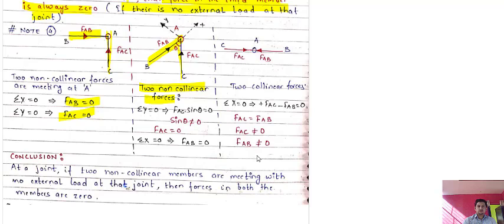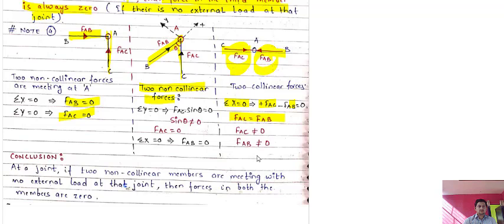And here, for two collinear forces, because their line of action is the same, the values of these forces will be equal. You can get this easily by applying the equilibrium equation, summation Fx equal to 0. Suppose you have taken FAC positive, then FAB will be negative because it has a negative direction. So from here you will get FAC equal to FAB.